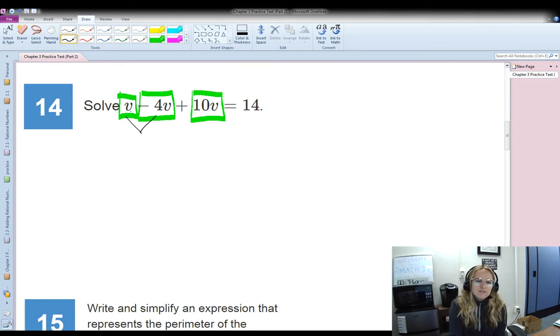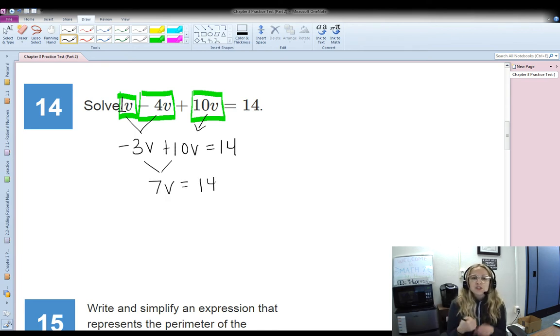Well, if there's no number in front of the variable, we can assume it's a 1, okay? So this is 1v minus 4v. Well, I know 1 minus 4 will give me negative 3, and then that v is attached. And then let's write the rest, which is plus 10v equals 14. From there, negative 3v plus 10v. I can combine these because they are also like terms. Negative 3 plus 10 will give me a positive 7v equals 14.